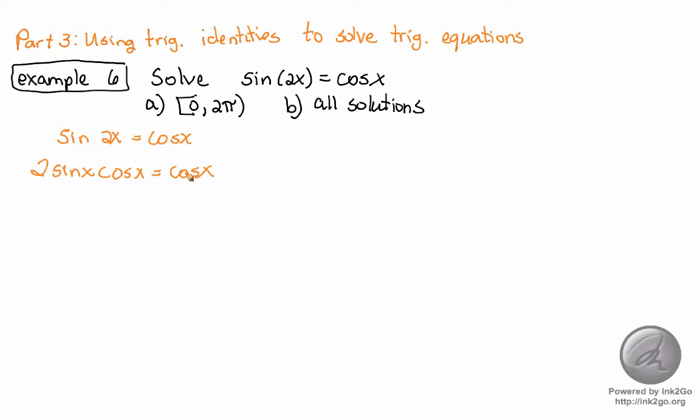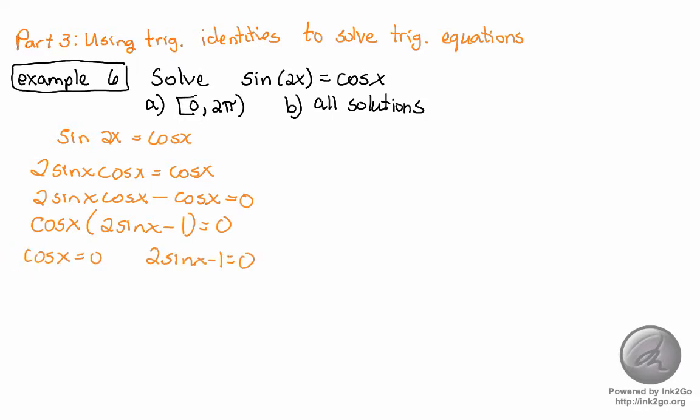Now, like in the last section on factoring, now I need to get it equal to 0 by subtracting cosine of x from each side. Then I'm going to do my factoring. I notice I have a GCF of cosine of x, so let's take the cosine of x out. Using the zero product rule, set each of those factors equal to 0 and solve each equation.